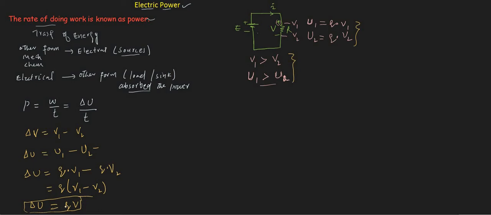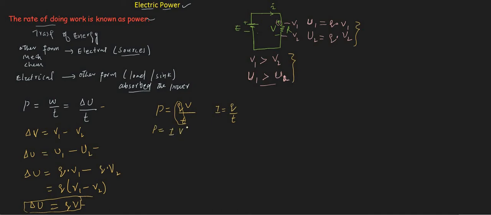So by putting this equation here in this equation, we get the power equals to, instead of del U, we write QV divided by T, and we know that the rate of flow of charges is equal to current. So instead of this we can write down the current. So power is equal to IV.